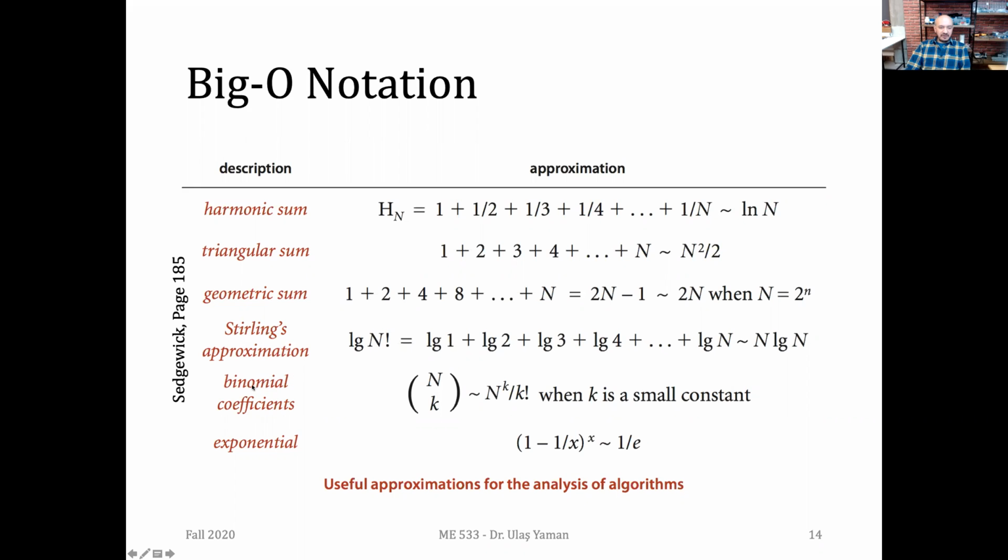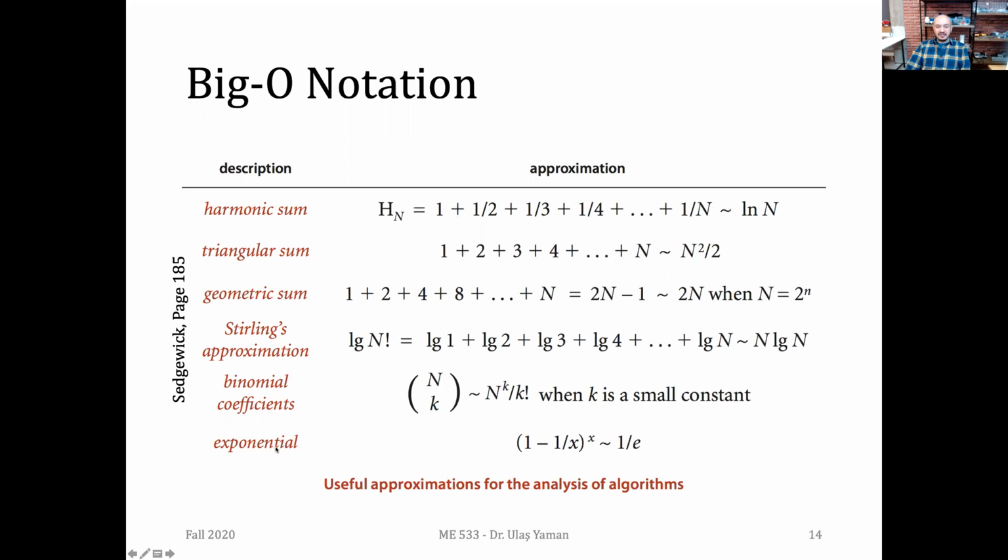And then we have binomial coefficients. In some algorithms, we will be using them a lot. So again, make sure that you are comfortable with the binomial coefficients. And it's approximately equal to n to the power of k divided by k factorial. And obviously, this approximation is valid once k is a very small constant.